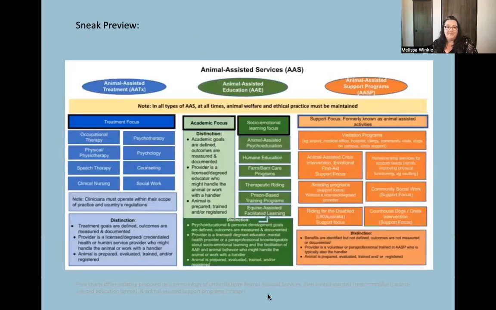So this is sort of a scheme of what the terminology is that our group came up with. And you can see here that with animal-assisted treatment, it is operated more by clinicians, must operate within the scope of practice and a country's regulations. The treatment goals are defined, outcomes are measured and documented. The provider is a licensed, degreed, or credentialed healthcare human service provider who may either handle an animal themselves, or they may call in a team of a dog and a human to assist in their programs. So regardless, the animal is always prepared, evaluated, trained, and or registered for work in whatever category it is doing. So treatment focus would be occupational therapy, mental health services, counseling, speech therapy, etc.